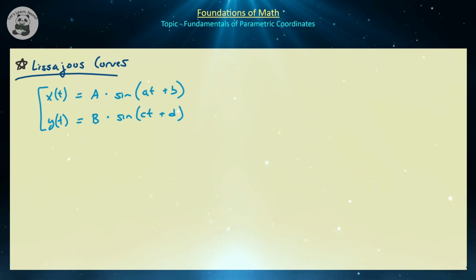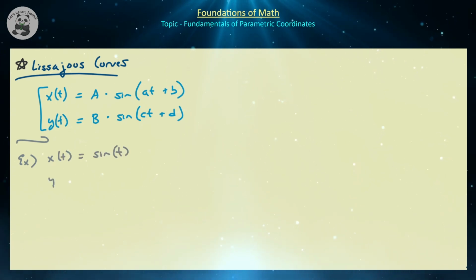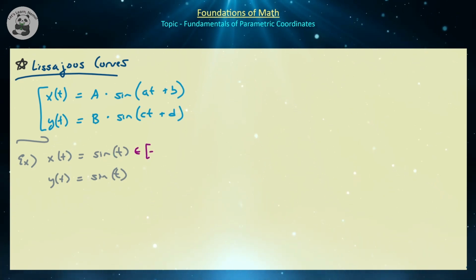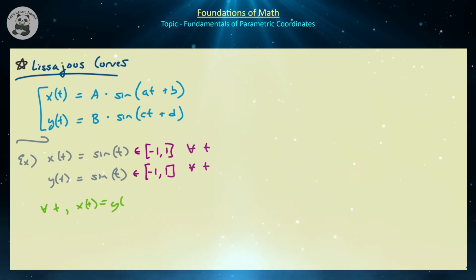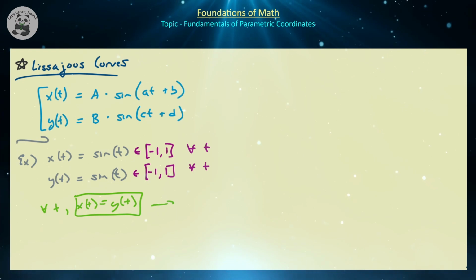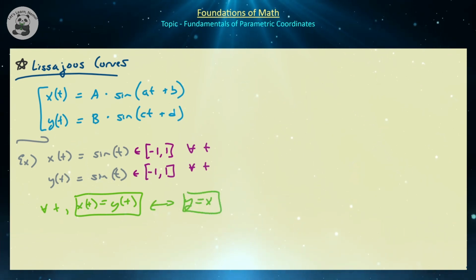So what do the Lissajous curves actually look like? Let's look at a couple examples. Let's start off with some basics. x of t is equal to the sine of t, and y of t is equal to the sine of t. Right? Keep in mind, sine of t is always between -1 and 1, and that's true for all t. And obviously that's the same exact function, so y is also going to belong to -1 to 1 for all values of t. Also notice that for all t, x of t and y of t are always equal to each other, so that's going to correspond to y equals x in the Cartesian realm.